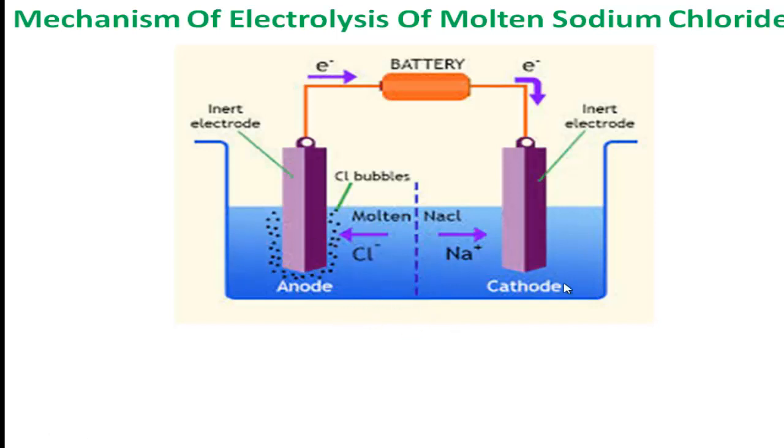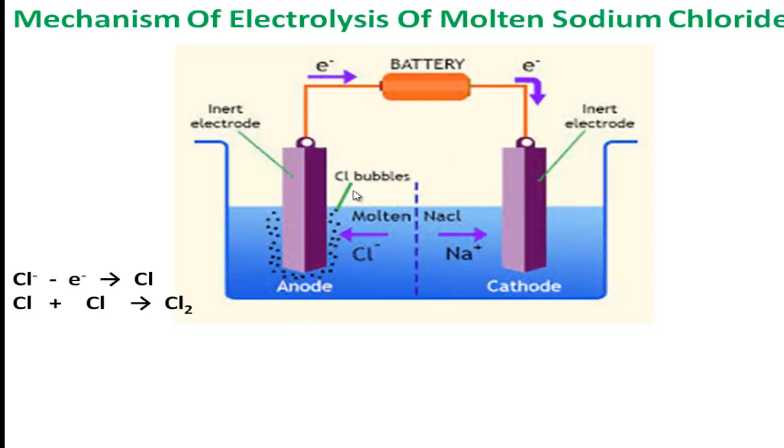At the anode, an oxidation reaction occurs. Oxidation means the release of electrons. Follow this: when a chloride ion reaches the anode, it releases its electron and is converted into a chlorine atom. In this way, when another chloride ion discharges on the anode, two chlorine atoms combine together and form chlorine gas.